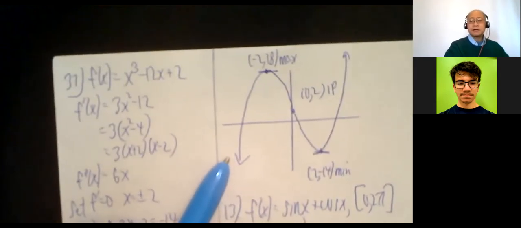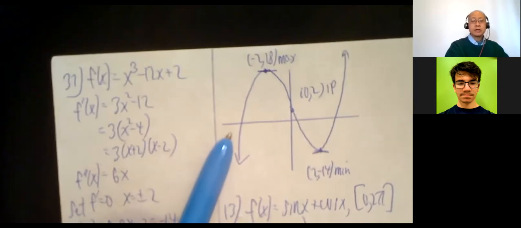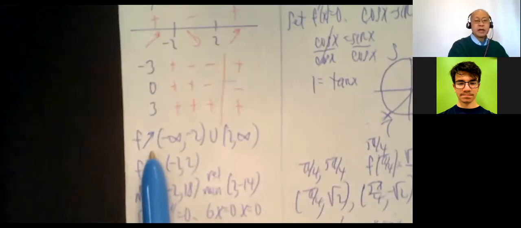Okay. Those of you that like roller coasters have probably seen roller coasters that go like that. Just for increasing, decreasing. When is it going up? When is it going down? Increasing from -∞ to -2. There it is. It's also increasing from 2 to infinity.